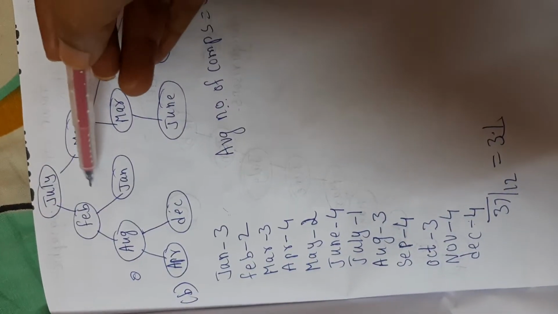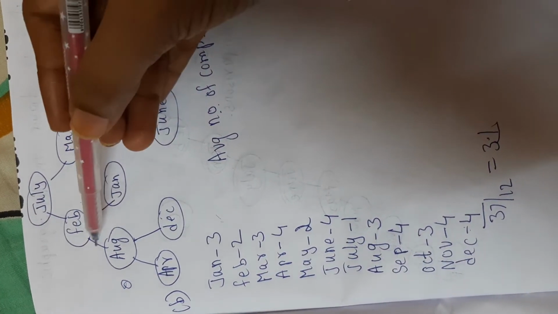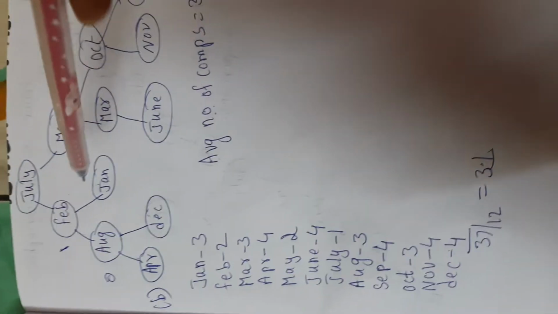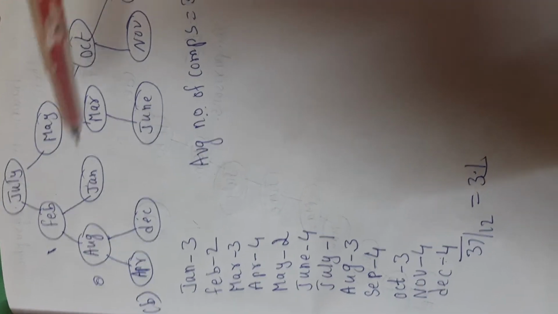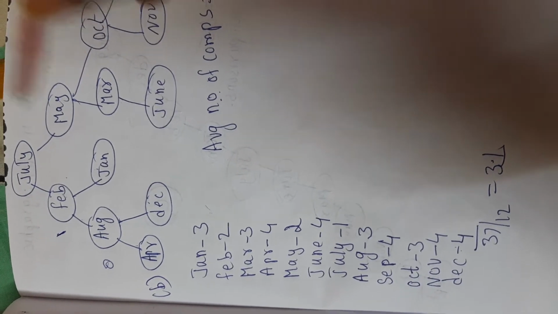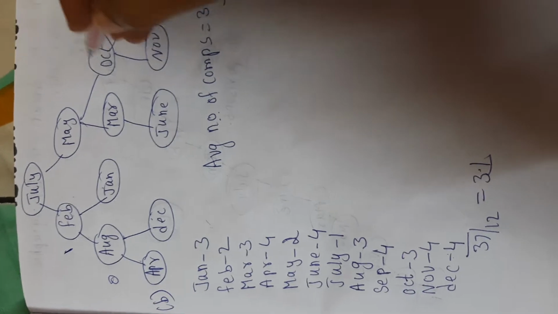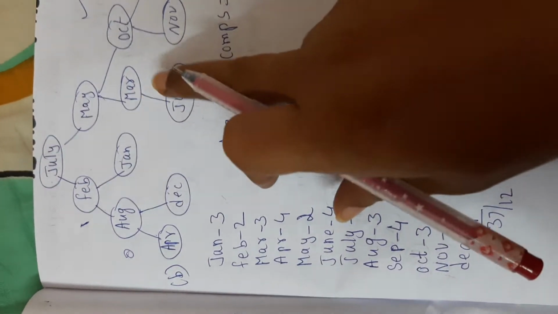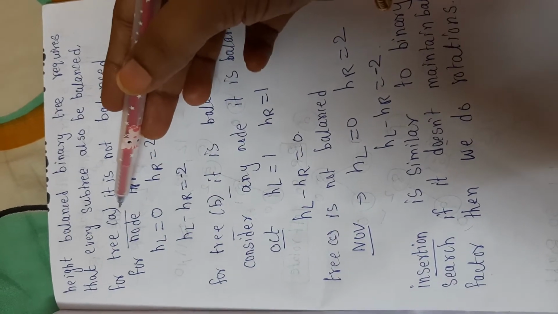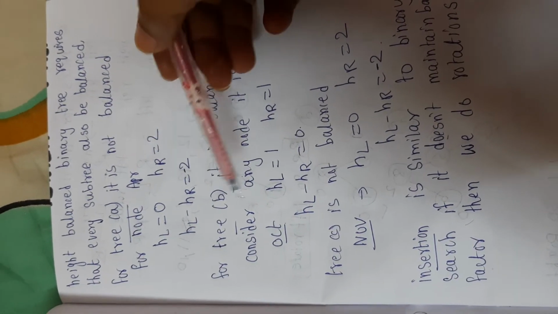Like for example, if I want to find out for February, 1, 2, and 2 minus 1, 1. So it is 1. So if you find out for any node, the balancing factor will be the value either 0, 1 or minus 1 only. So it is an AVL tree. So I have just shown you here. A is the first figure, B is the second figure.